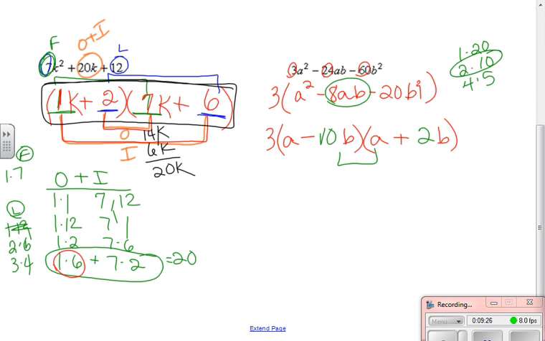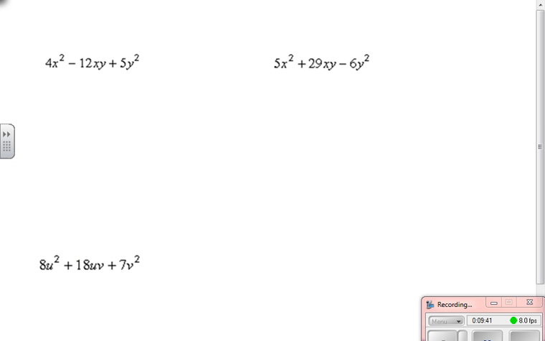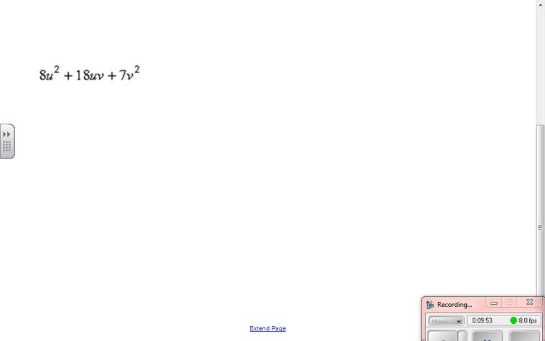Take a quick check. Negative 10ab plus 2ab, negative 8ab. And that is how you factor with trial and error. A couple more examples where we don't have leading coefficients of 1. In this case down here, 8u squared plus 18uv plus 7v squared.